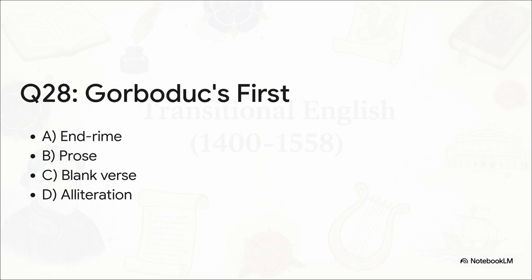Question 28. Besides being the first regular tragedy, Gorboduc was also the first English play to use A. End rhyme, B. Prose dialogue, C. Blank verse, or D. Alliteration. Let's see how all this builds together. The correct answer is C. Blank verse. We talked earlier about Surrey introducing unrhymed blank verse to English poetry, right? While here we see that exact innovation finally transition off the page and onto the dramatic stage.